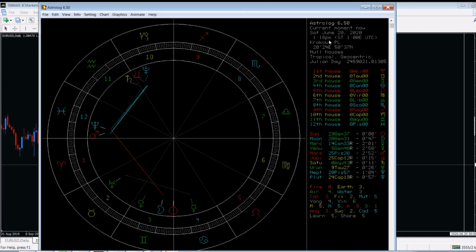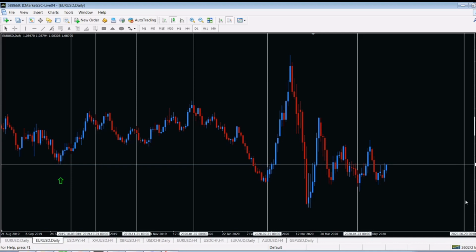1:18 p.m. So this is something like 7 a.m. New York time. So let's move it further and we'll see. Here we go. Exactly on 5 p.m. New York time, the sun enters Gemini from Taurus. So this is an important turning point.